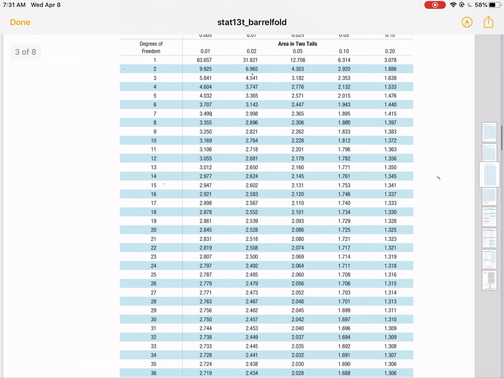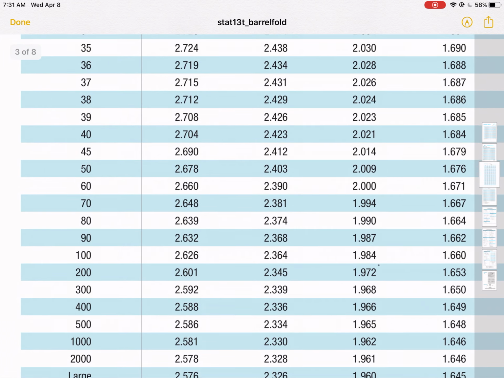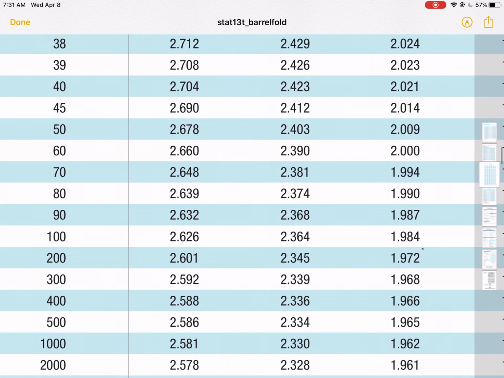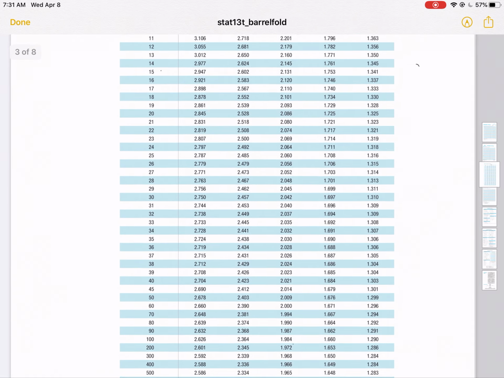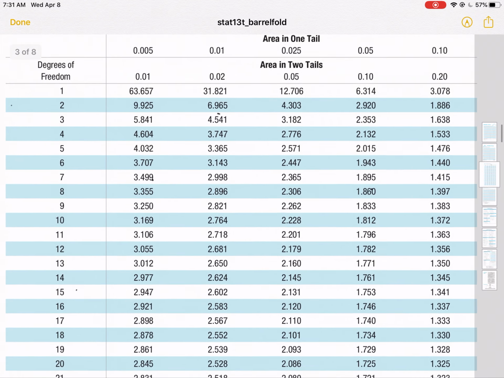Well, we've got to first find 198 degrees of freedom. Sorry, I said that wrong. It's not there, so I'm going to go to the closest one. So we're going to be in the 200th row, a row headed by the number 200. And then let's come up here and see what column we should be in.